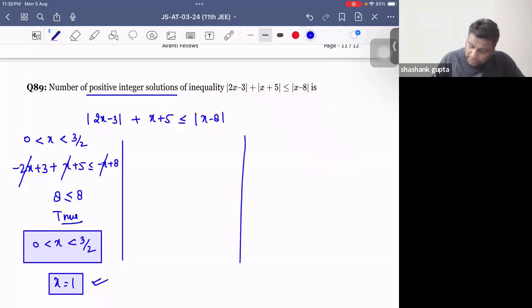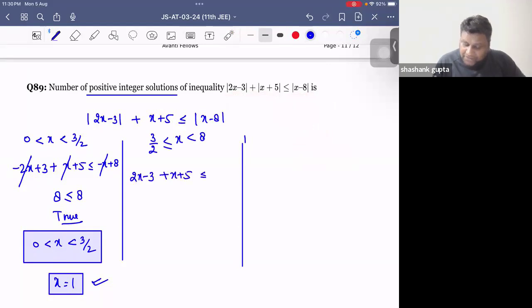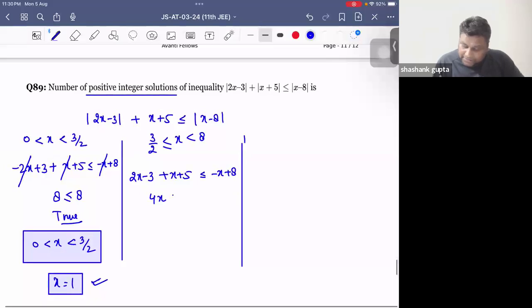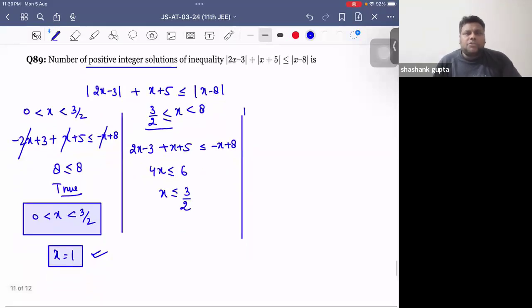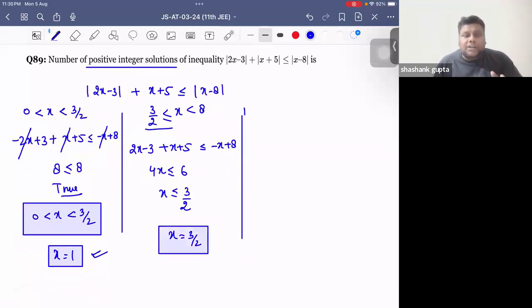All right. Now, second case, if x lies more than or equal to 3 by 2 and less than 8. Now, the first mod will open with a positive sign. So 2x minus 3. The second is already x plus 5 less than or equal to, this will open with a negative sign, so minus x plus 8. So 4x less than or equal to 8 and 3, 11 minus 5, 6. So x is less than or equal to 3 by 2. But my case is x is more than or equal to 3 by 2. The only solution we are getting from this region is x equals 3 by 2. But it is not an integer, so I won't count it.